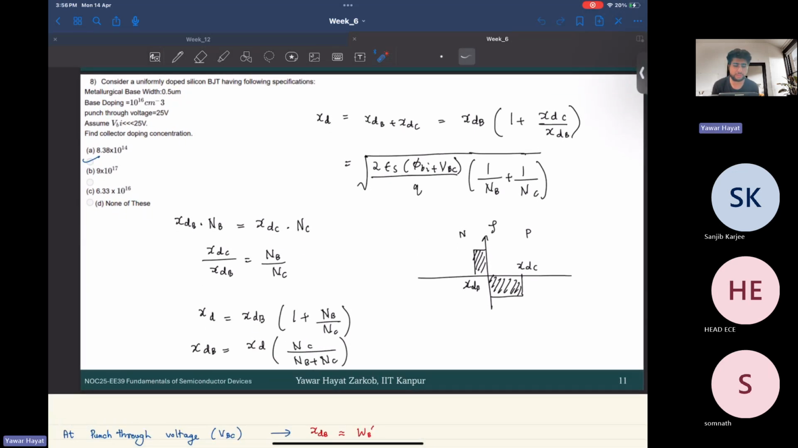So you can consider the uniformly doped silicon BJT that has the following specs, right? You have been given that the metallurgical base width is 0.5 micrometer. Base doping is 10 to the power 16 per centimeter cube. Punch through voltage is 25 volts. Assume that VBI is much less than this punch through voltage. And we had to compute the collector doping concentration.